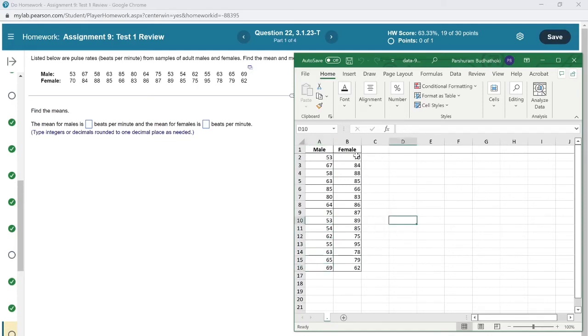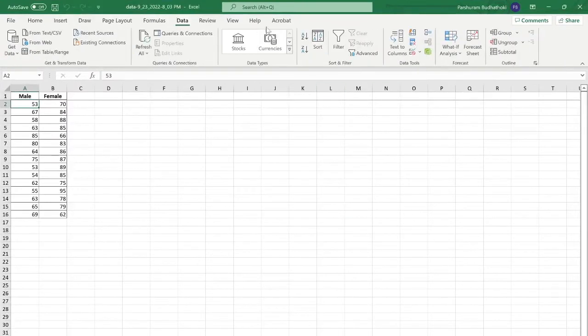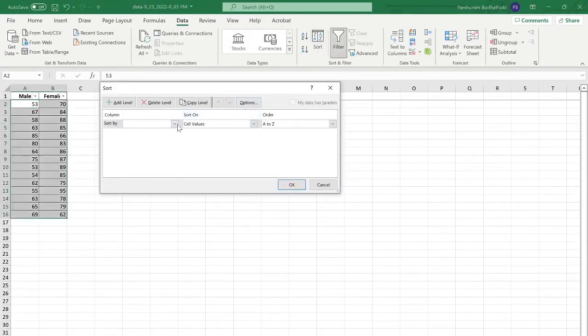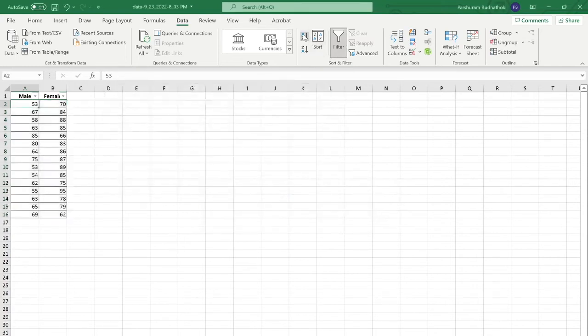For the median, you have to sort this data, okay? And while sorting, you have to keep in mind, let's say, sort from A to Z. Okay, sort it from here.